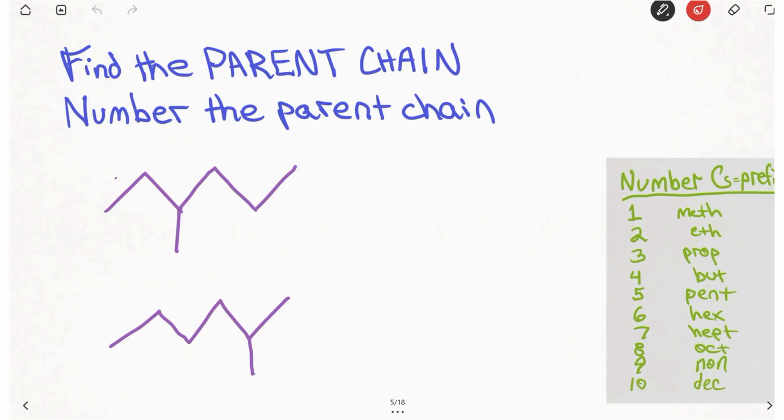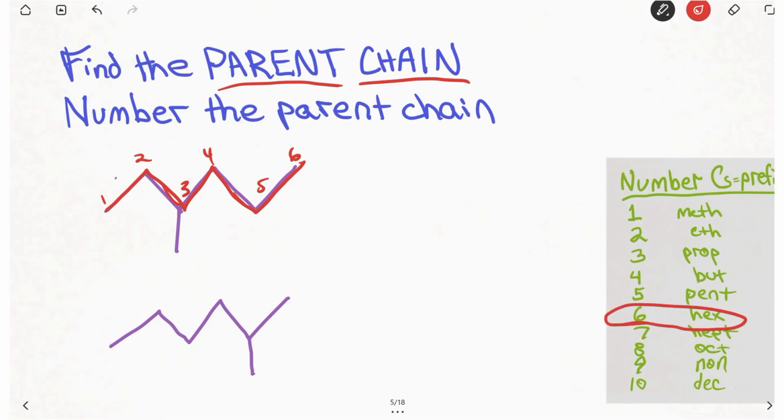You just look at what's called the parent chain. And the parent chain is the longest possible carbon chain you can find in the molecule. Like this would be the longest hydrocarbon chain that you see in this molecule, right? And so it's got 1, 2, 3, 4, 5, 6 carbons in the parent chain. The prefix for 6 carbons in the carbon chain is hex.